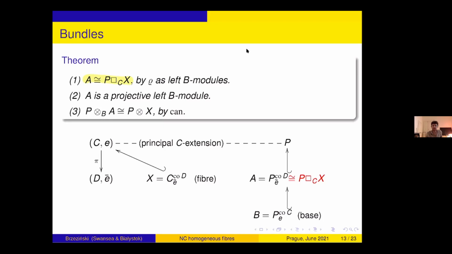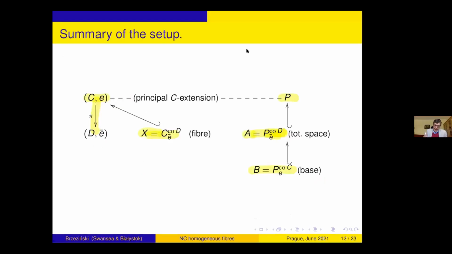But what is A again? The definition of A. Okay, so A is defined as the coinvariance of the induced coaction. So P coacts on C coacts on P. I have a coalgebra map from C to D, and so I can induce the coaction.